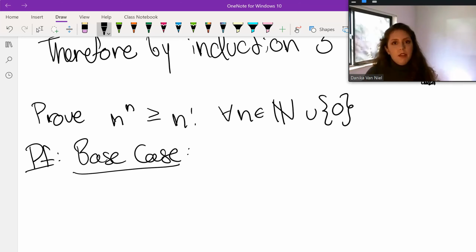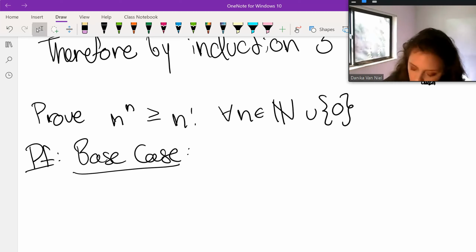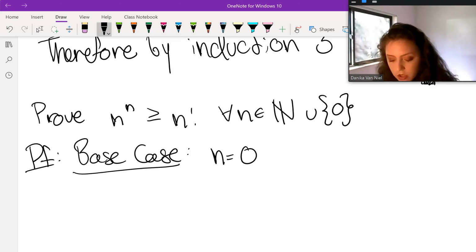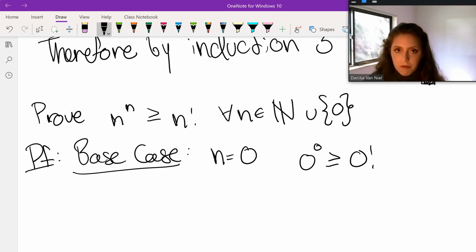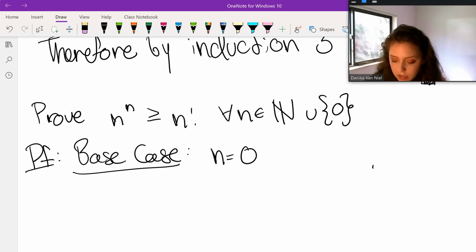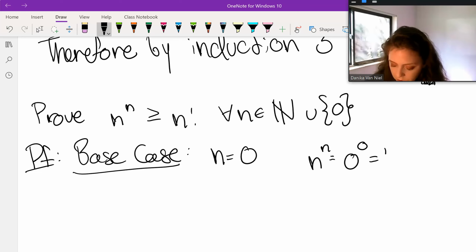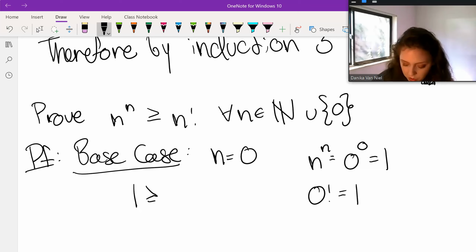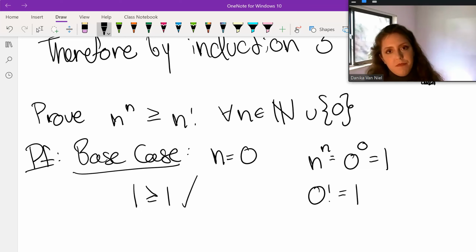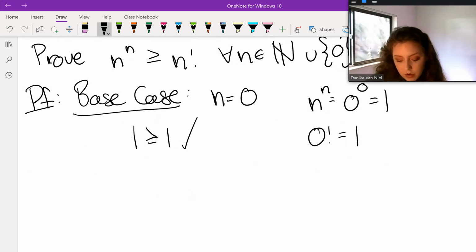Now my base case is not 1, it's going to be 0. So n equals 0. Here's where sometimes people get caught up, and they'll write 0 to the 0 greater than or equal to 0 factorial. But that is technically you assuming that it's already true, what you're trying to prove. So what you want to do is say n to the n equals 0 to the 0, which is 1. And then 0 factorial, fun fact, is 1. So 1 is greater than or equal to 1, so we're done. Because it's equal. Great.